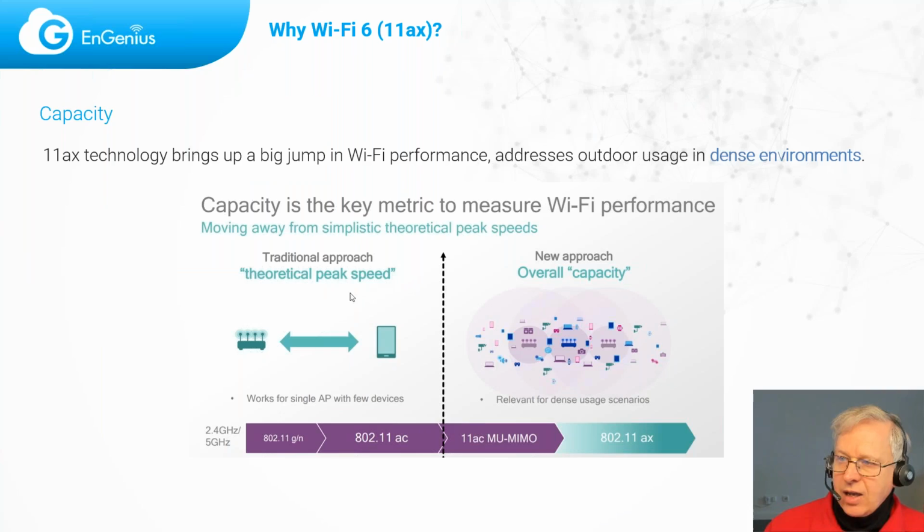So in the past, we were always talking about theoretical peak speed between a client and an AP. But at the moment, because we have multiple APs and lots of clients, it's more like the overall capacity of all your APs put together, which is more optimal on using AX than it was with the previous ones.